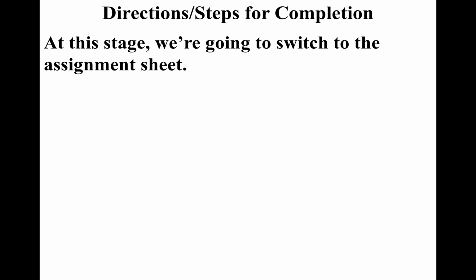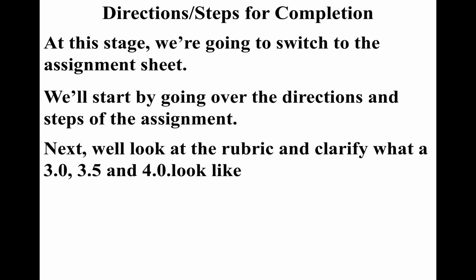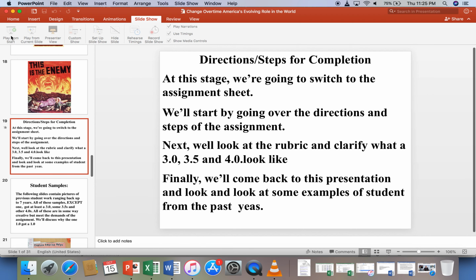Okay, so here are some directions and steps for completion. At this stage, we actually have quite a bit of switching to do. We're going to switch to the assignment sheet, which I'm going to pull up in my Word version, but your version will be a PDF in Empower. They're identical, but they might look slightly different. We'll start by going over the directions and the steps for the assignment. Next, we'll take a look at the rubric and clarify what a 3, a 3.5, and a 4.0 look like. Then finally, we'll come back to this presentation and look at some examples of students from past years. These go back about 7 years to my first year teaching, because that's how long I've been doing this assignment. All right, so we're going to exit out of here for now.